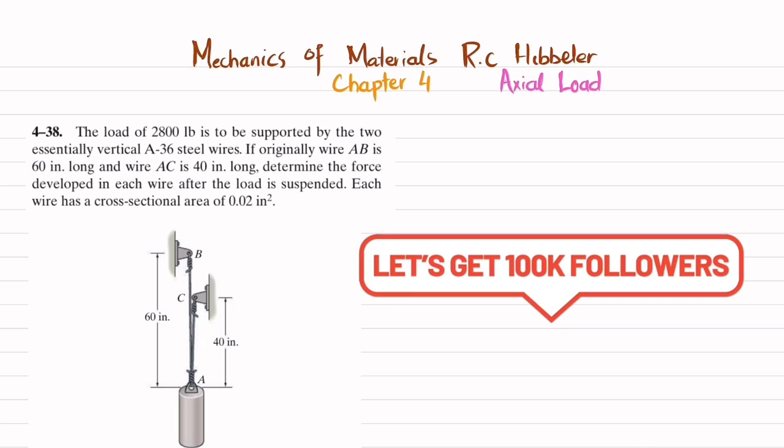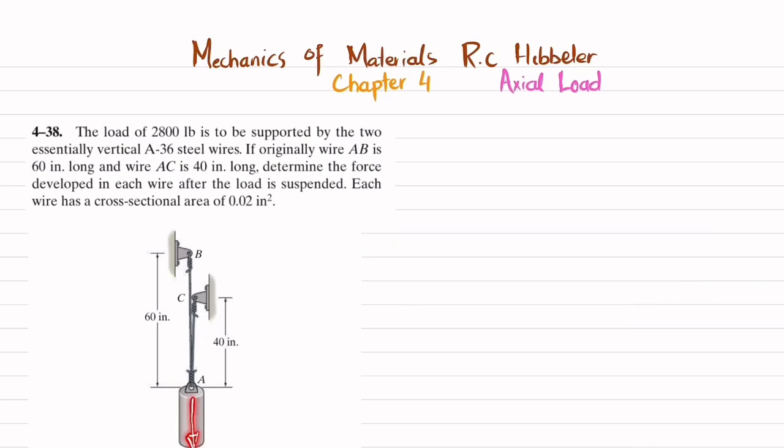So you can see this is the load, that is 2800 pounds acting downward. Let this be W, and this is wire AB, and this is wire AC. So originally their lengths are given and cross-sectional area is given. So you have to find the load in wires AB and AC. So let's start with the given data. First we will write the given data.